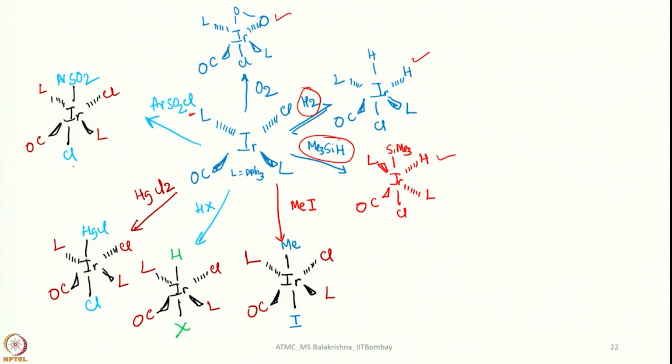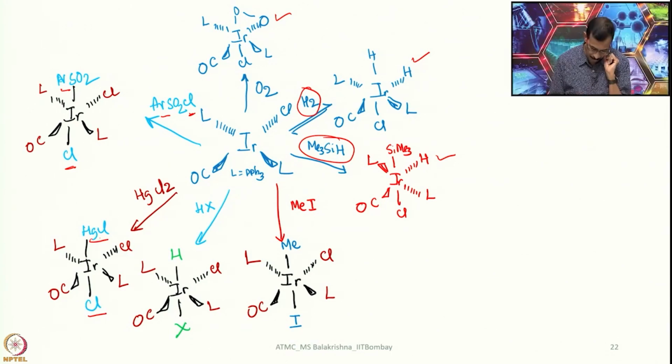If you see, this one is coming here and this one is coming here, that means they are added at trans positions on the iridium moiety. And if you look into mercury chloride, again the same thing, it is added here and here. And in the typical addition of hydrogen halide, they also go to opposite ends, and the same thing is true in the case of methyl iodide. Why is that happening like that? It is not just with these substrates.